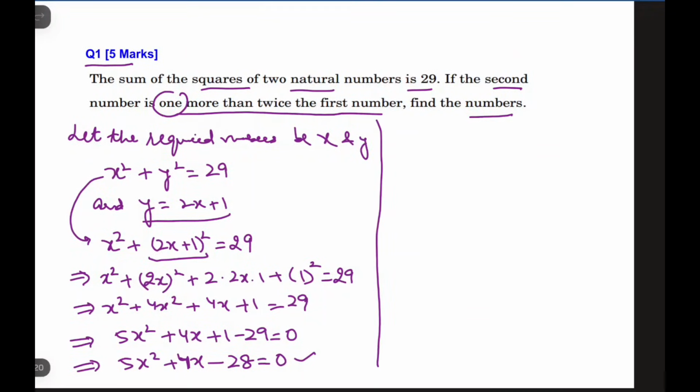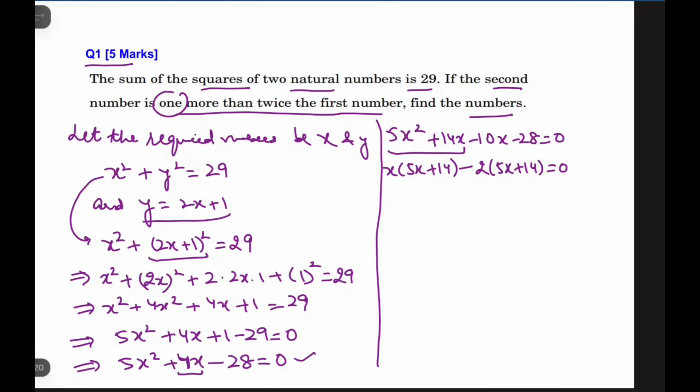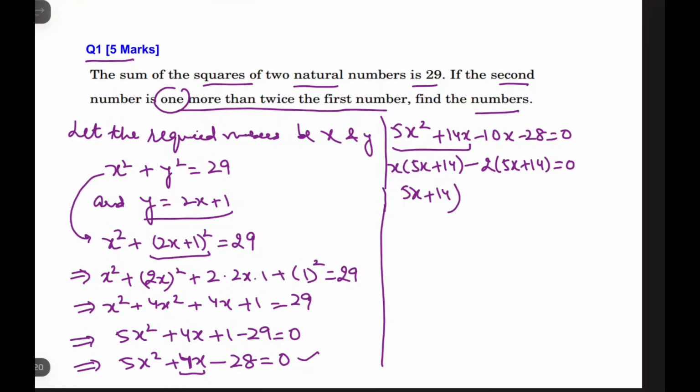Now we will be solving this quadratic equation. We will be splitting the middle term such that if we add them we get 4x, and if we multiply we get minus 140. So this can be written as 5x square plus 14x minus 10x minus 28 is equal to 0. Now we can take x common here. We get 5x plus 14, and if we take minus 2 common here, we get 5x plus 14 is equal to 0. This can be further written as (5x plus 14)(x minus 2) is equal to 0. That implies x value is minus 14 by 5 and x is equal to 2.